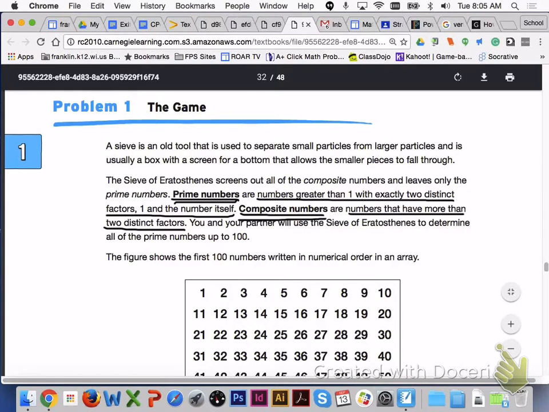Let's take a look at problem 1 on page 32, the game. A sieve is an old tool that is used to separate small particles from larger particles and is usually a box with a screen for a bottom that allows the smaller pieces to fall through. The sieve of Eratosthenes screens out all of the composite numbers and leaves only the prime numbers. Prime numbers are numbers greater than 1 with exactly two distinct factors, 1 and the number itself. Composite numbers are numbers that have more than two distinct factors. You and your partner will solve the sieve of Eratosthenes to determine all of the prime numbers up to 100.